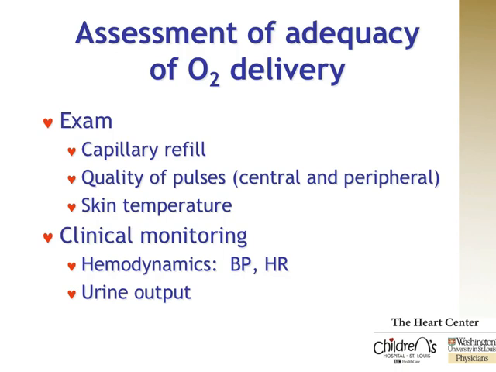I've mentioned some of the ways we evaluate it in previous slides, but don't forget about some of the most basic ways that we assess adequacy of oxygen delivery, such as physical examination, capillary refill, the quality of pulses, comparing central pulses to peripheral pulses, and skin temperature. These are simple measures that can often give us a lot of information about the adequacy of cardiac output and oxygen delivery.